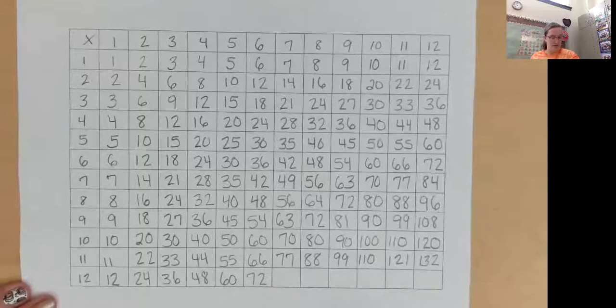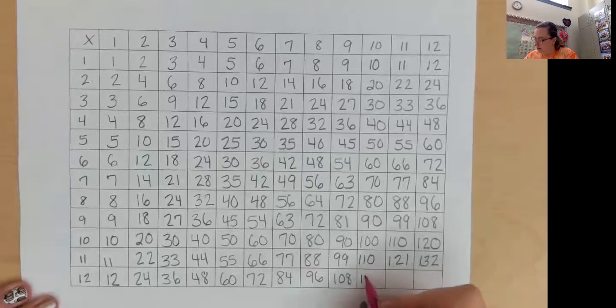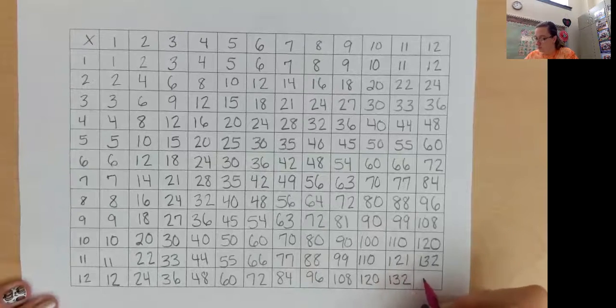Okay, and now we're down to our 12's row. So we're up to 12 times 7, and 12 times 7 is 84, times 8 is 96, times 9 is 108, times 10 is 120, times 11 is 132, and 12 times 12 is 144.